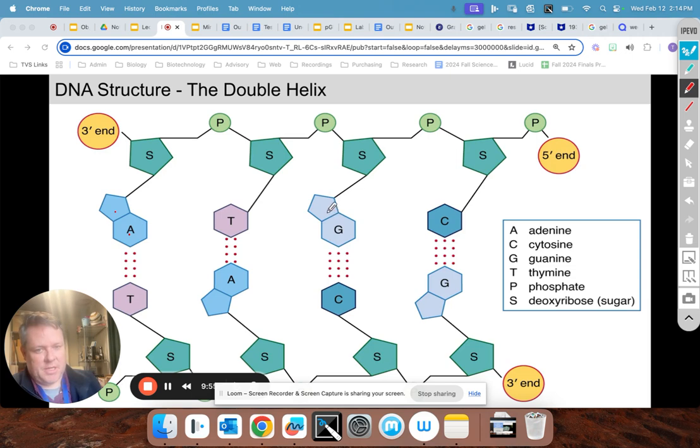This idea that there's actually 1, 2, 3 nitrogen rings across, 1, 2, 3 nitrogen rings across, is one of the ways that the cell knows, when it's replicating DNA or whatever it happens to be doing with DNA, which base goes where. It has to fit the width of DNA, and it also has to fit the right number of hydrogen bonds at the right spot.